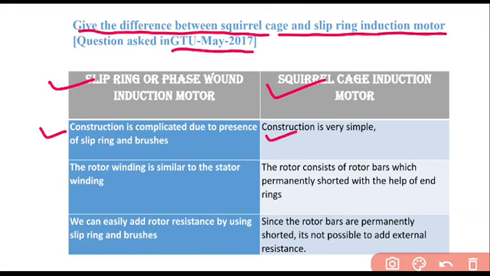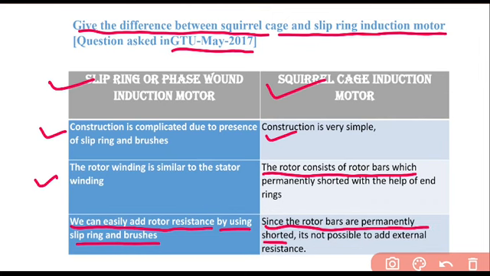The next point is that the rotor winding is similar to the stator winding in the slip ring induction motor, while in the squirrel cage induction motor, the rotor consists of rotor bars which are permanently shorted with the help of end rings. Next, we can easily add rotor resistance by using slip rings and brushes, but in the squirrel cage induction motor, since the rotor bars are permanently shorted, it is not possible to add external resistance.